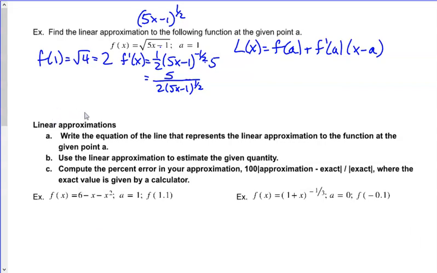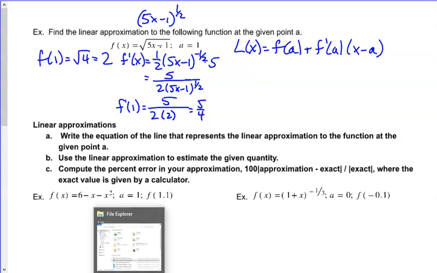So now, to determine f prime of 1, I have 5 all over 2 times the square root. When I plug 1 in here, 1 times 5 is 5, minus 1 is 4. The square root of 4 is 2, so I end up getting a 2 on the bottom. Therefore, my slope is 5/4.